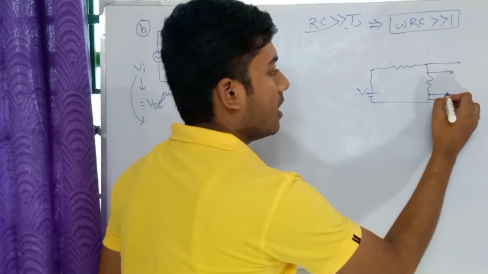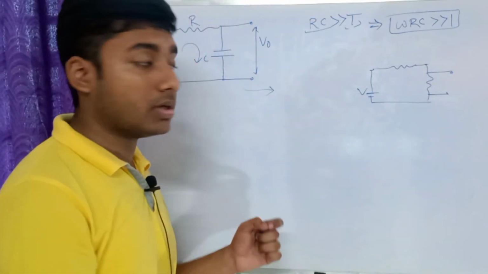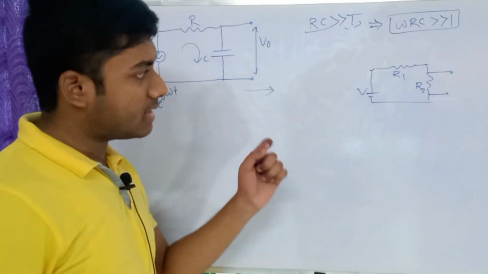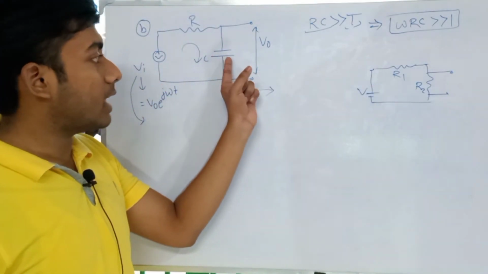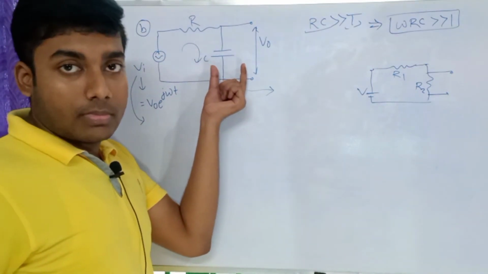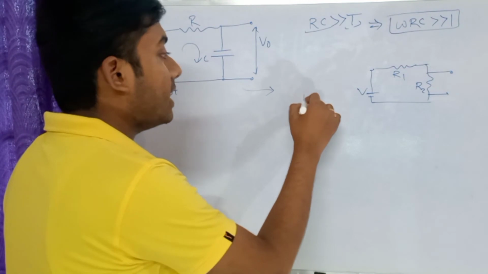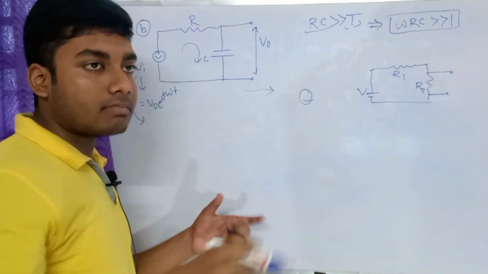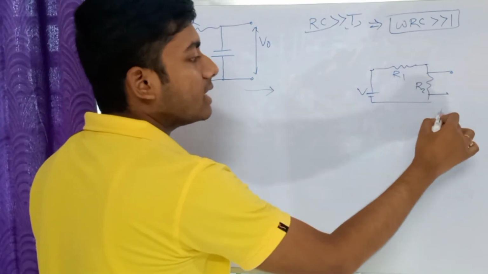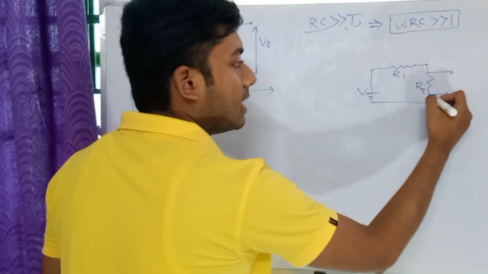For this output, suppose this is our R1 and this is our R2 resistance. It is applicable for resistances and for any kind of impedance, like C, the capacitance, or L, the inductance. It is also applicable there. So this is called the rule of voltage divider.